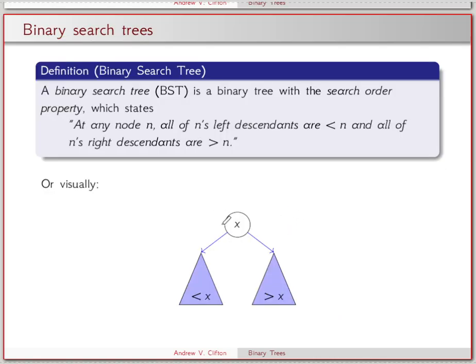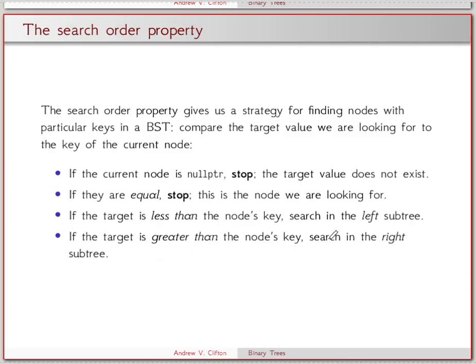So if you want to draw it out, it looks something like this, right? We have a node whose key is x. Then down here to the left, you find only values that are less than x. And then down here to the right, you find only values that are greater than x there.